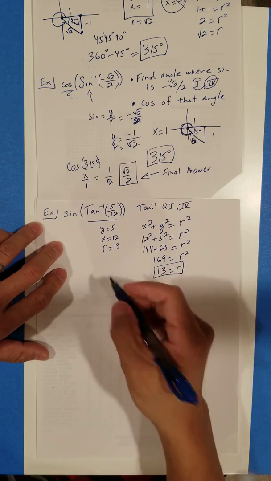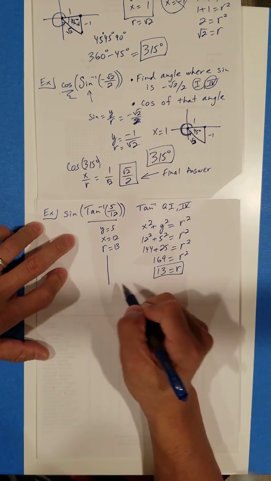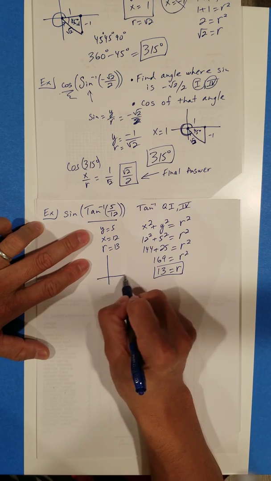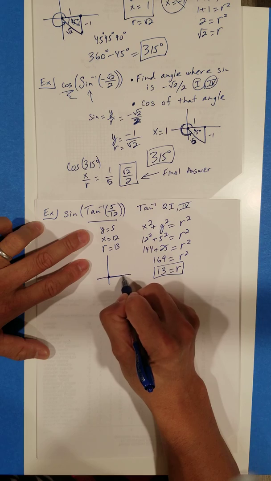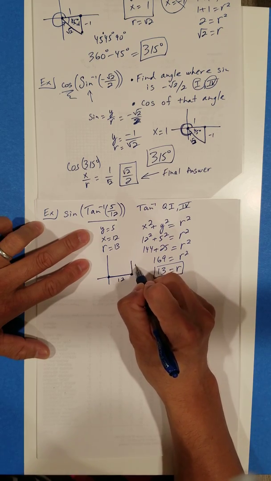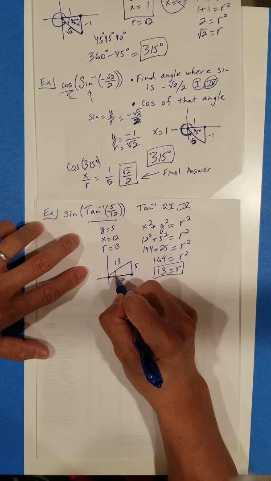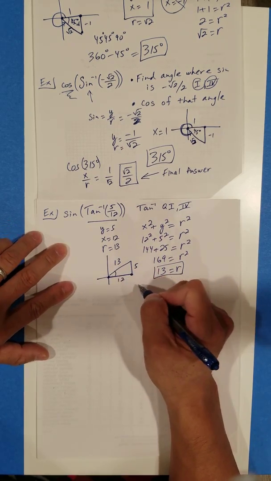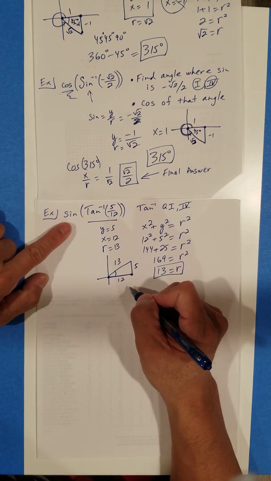Okay, so if you want to, you can draw that out. No big deal. Starting from the origin, x is 12. Y is 5. And then r is 13. So here's my angle. I could find out what the angle is, but really, they don't want that. They don't want the angle.